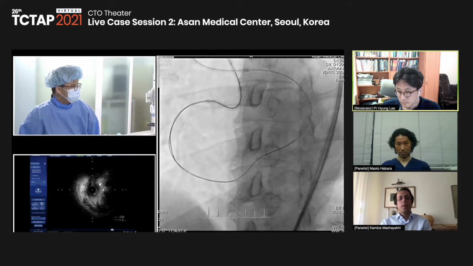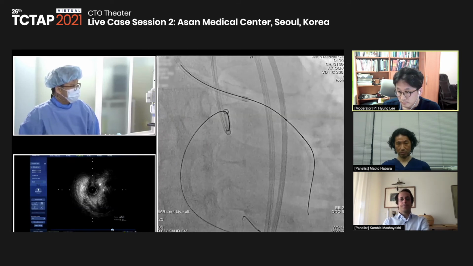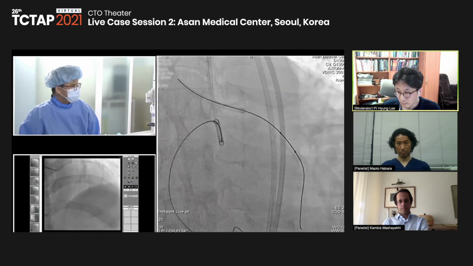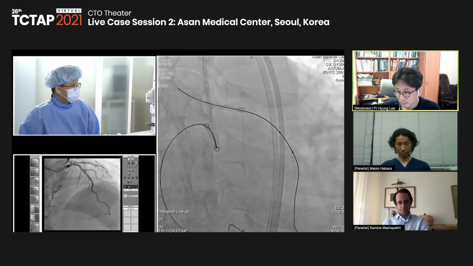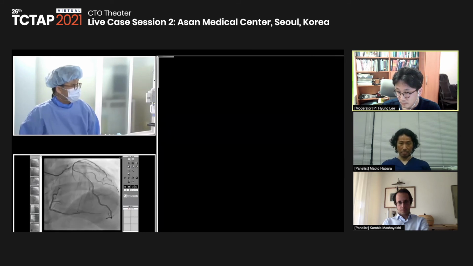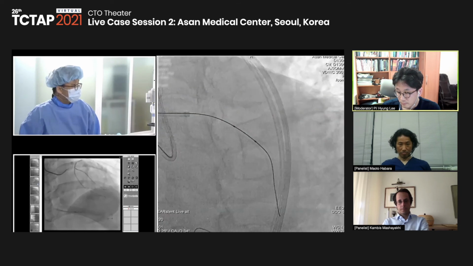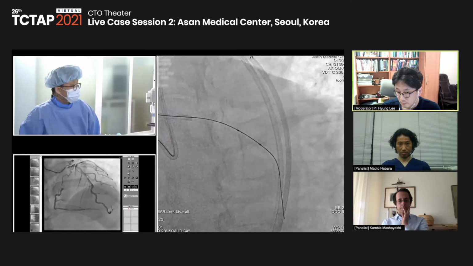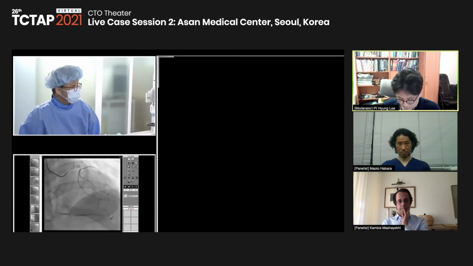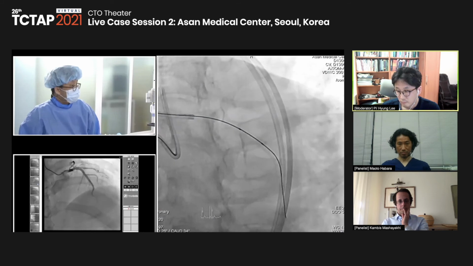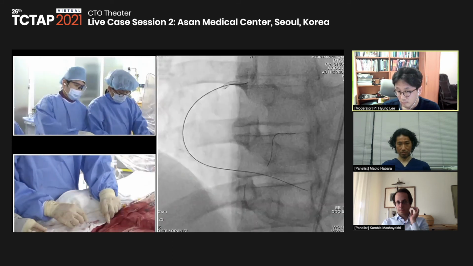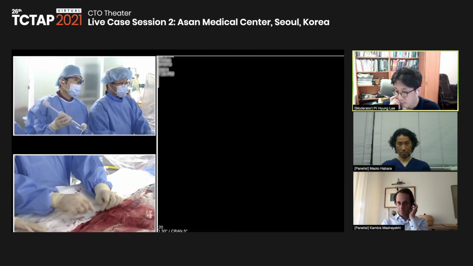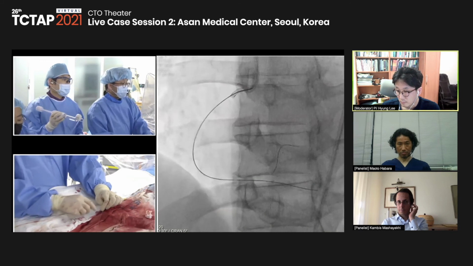I replaced the antegrade wire to the PDA like this. And then after that, because I widened the stent strut with a small balloon, I ballooned the circumflex previous stent with a 3.5 high pressure balloon, and that removed the left system. Because the IVUS could not pass through the distal bifurcation, I'm going to balloon it with the 2.5.